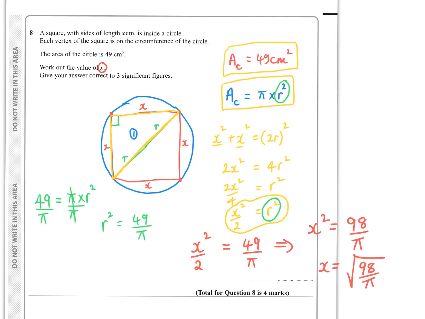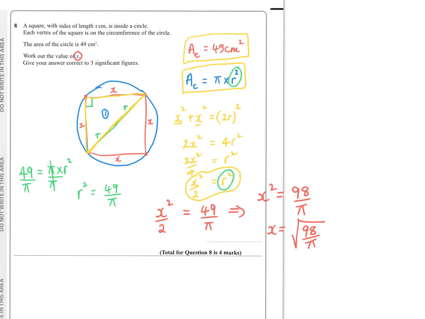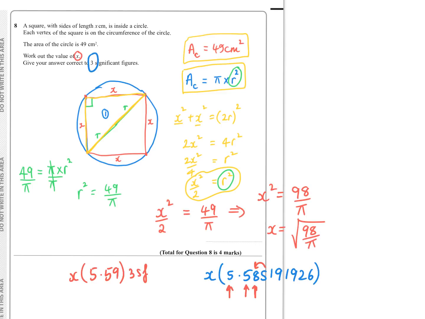So I'm going to try that on my calculator. Just going to give myself a bit more room to write the answer. So we're going to have 98 divided by pi, and then do the square root of that. And what I get is x is 5.585191926, and then three significant figures, 1, 2, 3. So this 5 is going to change this 8 to a 9. So x is going to be 5.59 to three significant figures. And I should really write centimetres here. Okay, so that would be the answer.